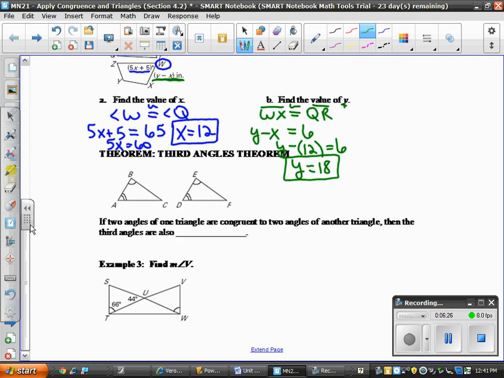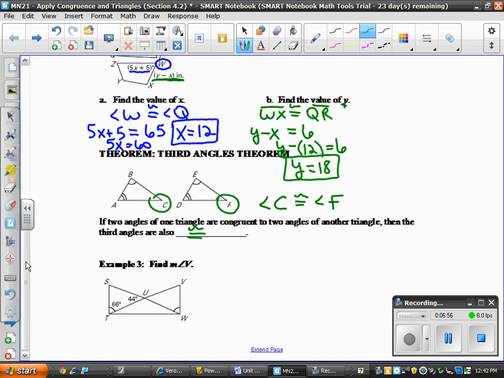This third angle theorem is essentially saying that, hey, if you know angle A is congruent to angle D, B is congruent to E, then we know that angle C is going to be congruent to angle F. So we know angle C is congruent to angle F by what's called the third angle theorem. So let me just fill in the blank here. It says if two angles of one triangle are congruent to two angles of another triangle, then the third angles are also congruent. And we just use the symbol there.